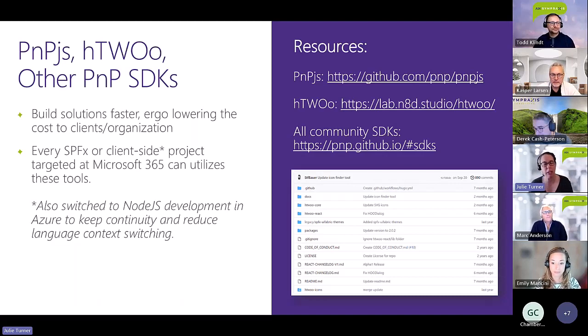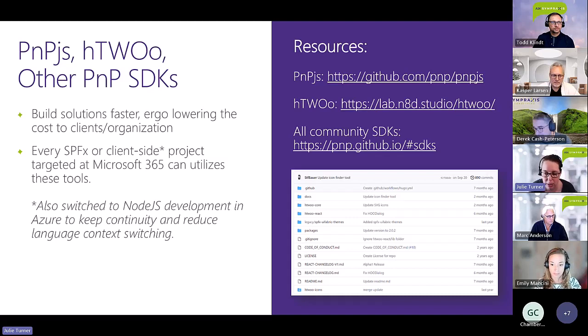Now, there's probably not very many developers on this call, but I'm going to talk about the things that I love anyway. So that's PnPjs and hTWOo, both of which are community-led efforts that are things that I use literally daily. There are also some other PnP SDKs, and we'll sort of talk about that too.